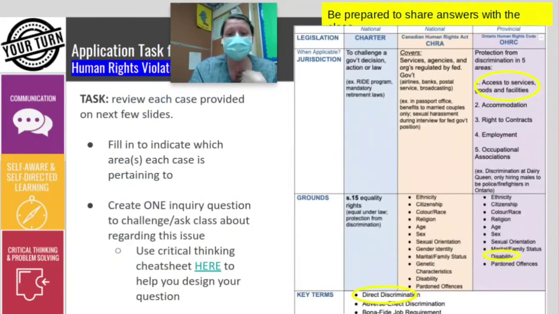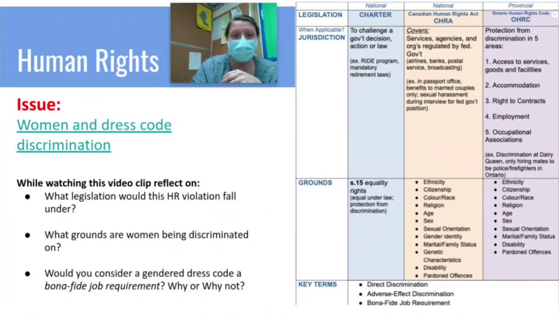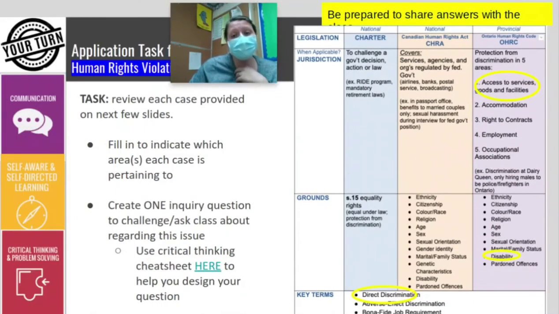So you can use a bona fide job requirement if you think it is, or you can tell me you think it's direct discrimination, like the last case would have been, somebody is outright discriminating, or it is this, you can see at the bottom here, adverse effect discrimination, which is where there's kind of subtle discrimination happening because of another rule that exists.